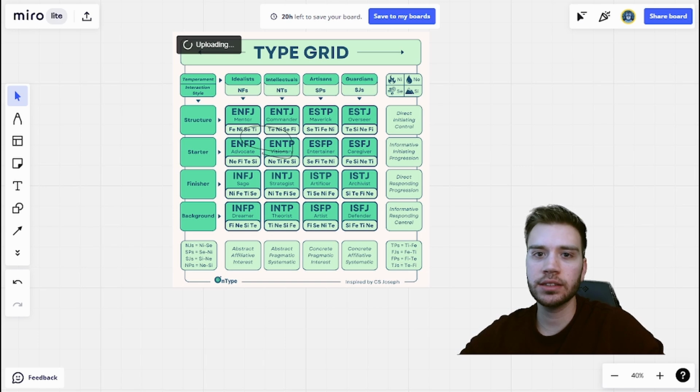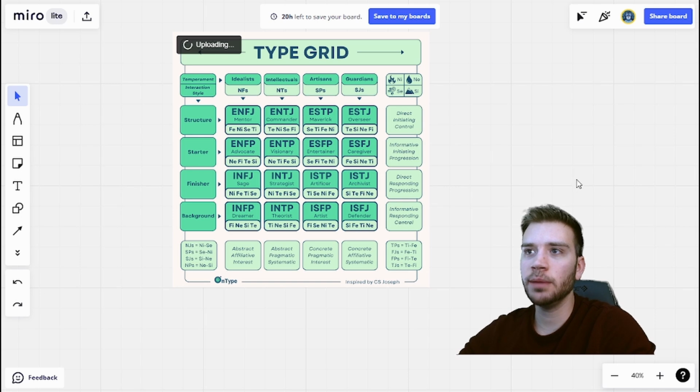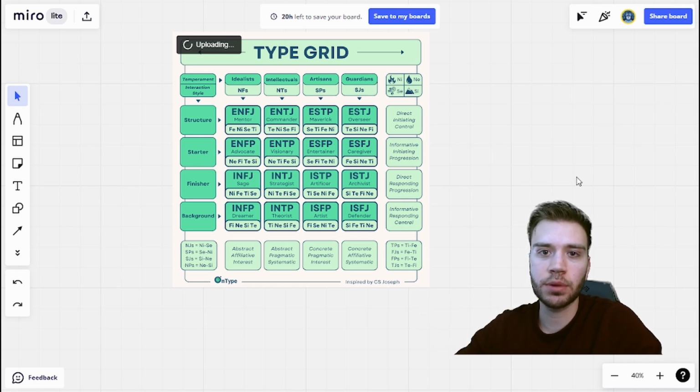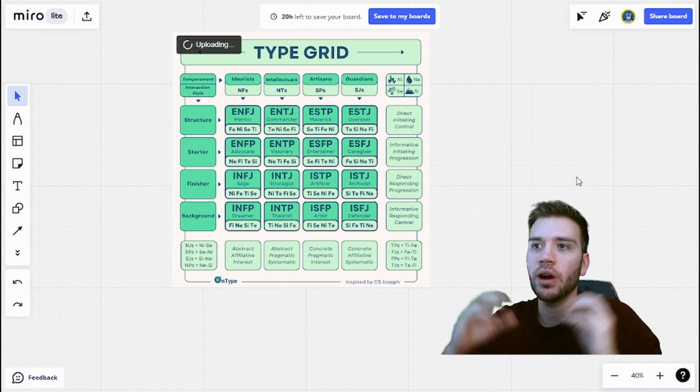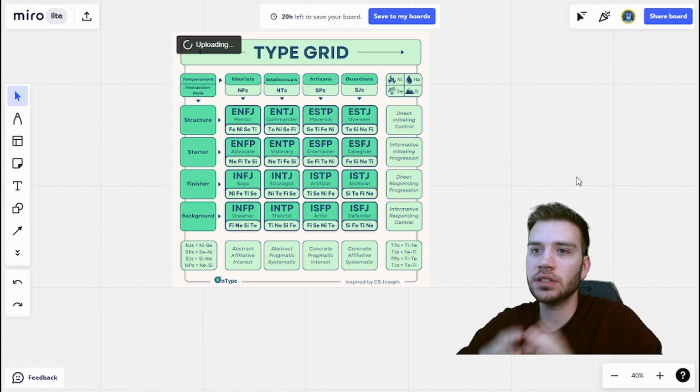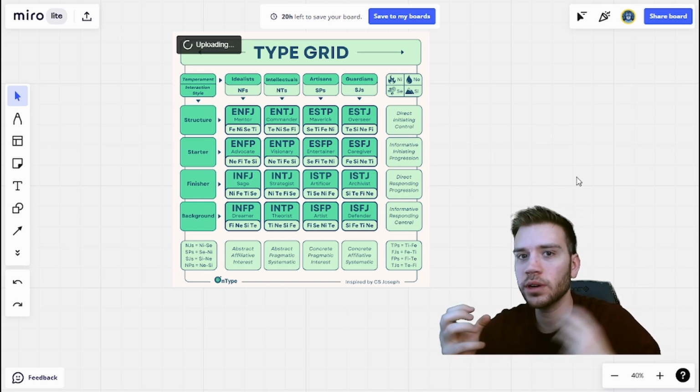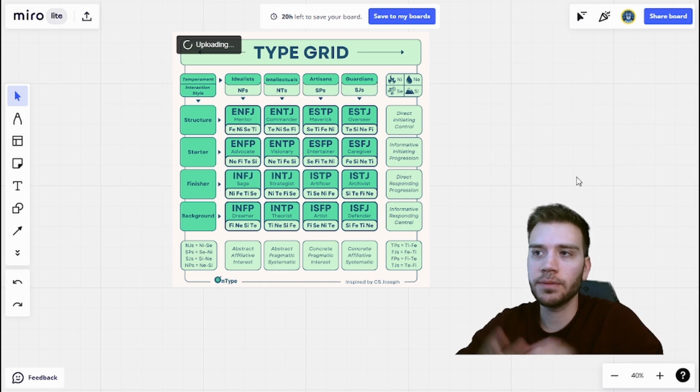We're just going to look at the type grid and do a walkthrough on what it means, how it works, and what it is. The type grid is a way of organizing the 16 personality types so you can see their different elements, how they relate to each other, what they are similar in, and what they are different in as well.